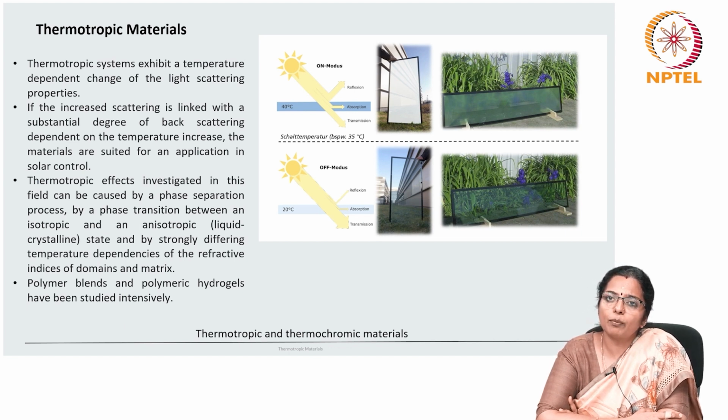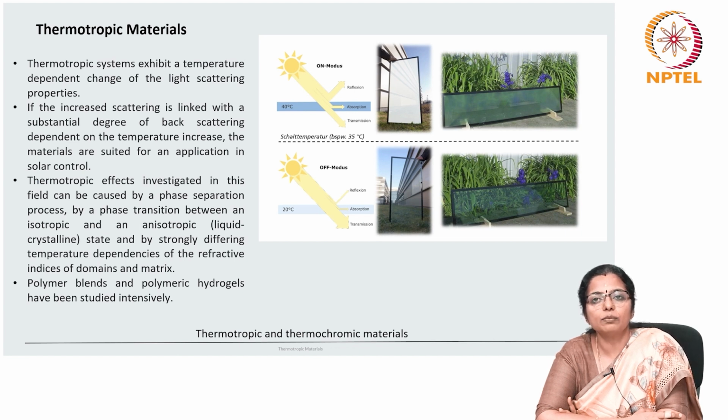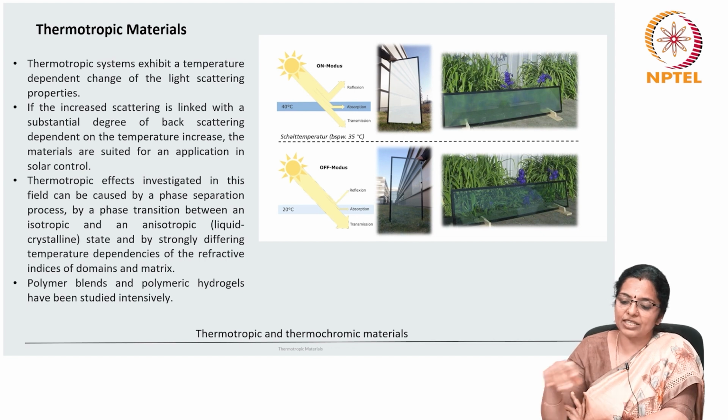Polymer blends and polymeric hydrogels have been studied intensively. Thermotropic materials are substances that undergo reversible changes in their physical properties, such as phase transitions or changes in molecular organization in response to variations in temperature. These materials are often used in various applications where precise control over their properties is needed based on temperature adjustments.